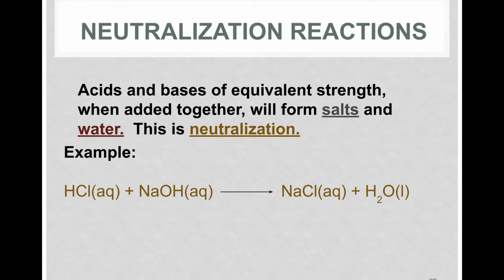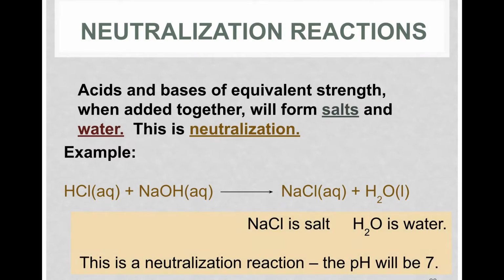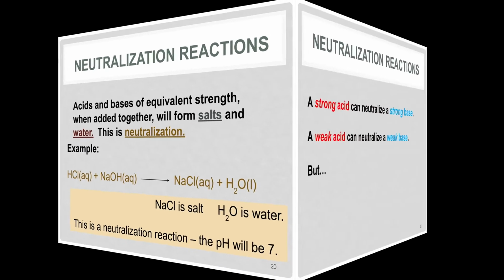So here we have hydrochloric acid with sodium hydroxide, and we're able to produce salt and water. And that's pretty awesome. And the pH will be approximately 7, which makes it safe to handle and dispose of.